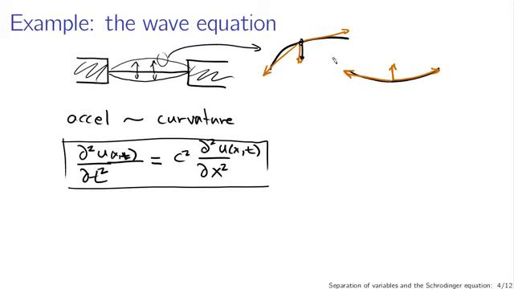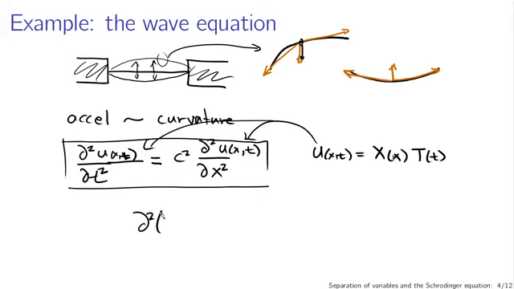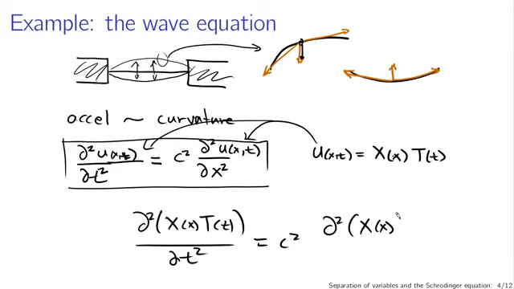But let's proceed with separation of variables. U, as a function of position and time, is going to be X, a function of position, and T, a function of time. So capital X and capital T are functions of a single variable each, and their product is what we're guessing will reproduce the behavior of u. So if I substitute this u into this equation, what I end up with is the second derivative of X times T, with respect to time, equals c squared times the second derivative of X times T, with respect to position.